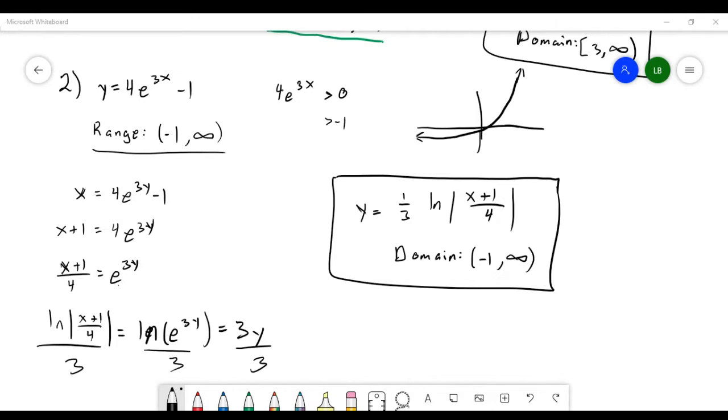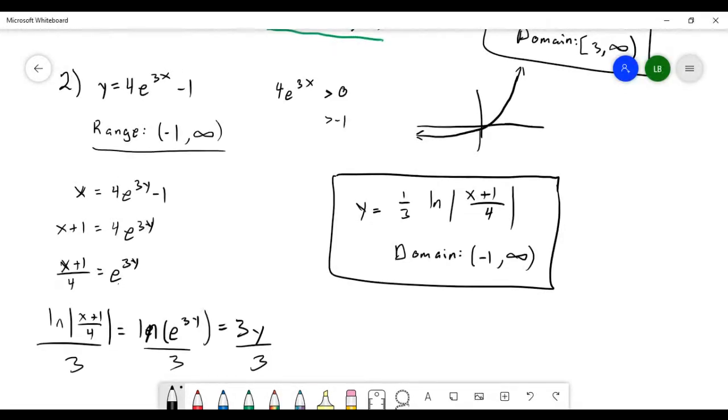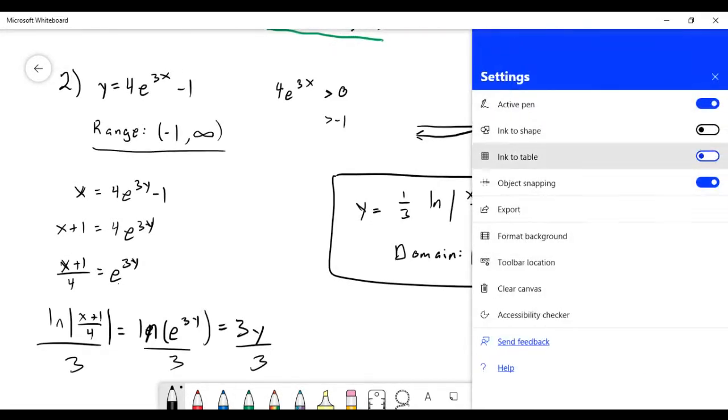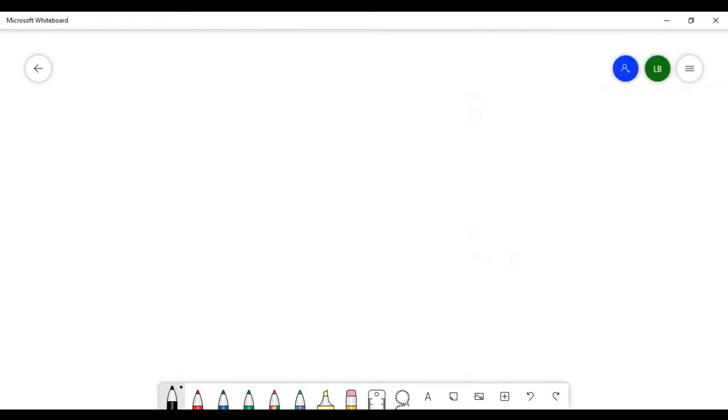I think that's enough of inverse functions for now. So we'll talk about exponential functions.